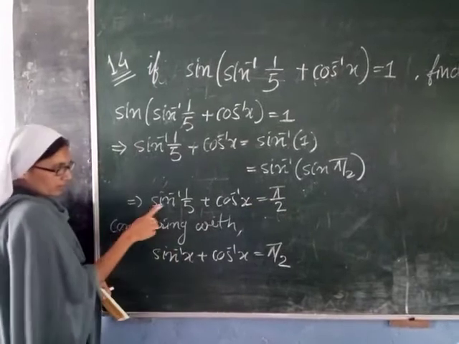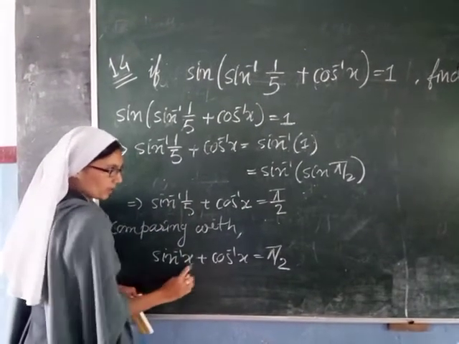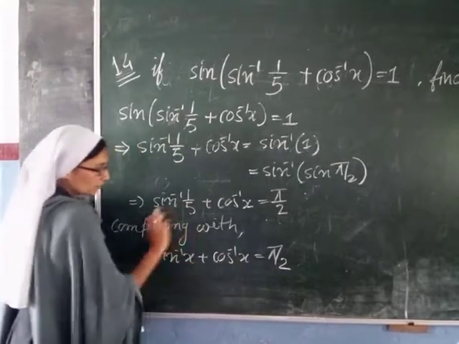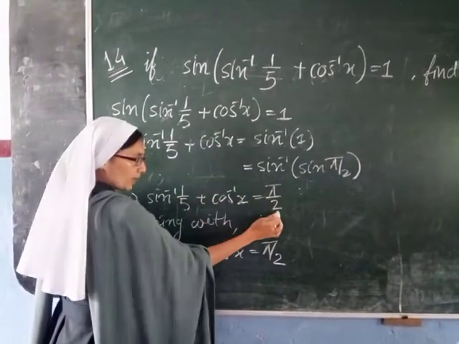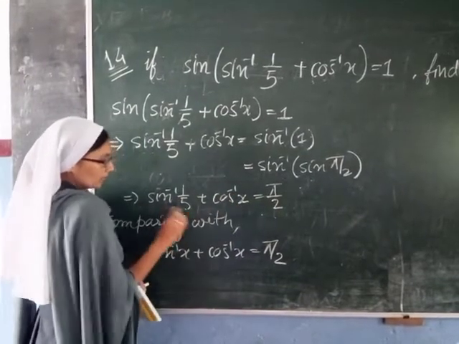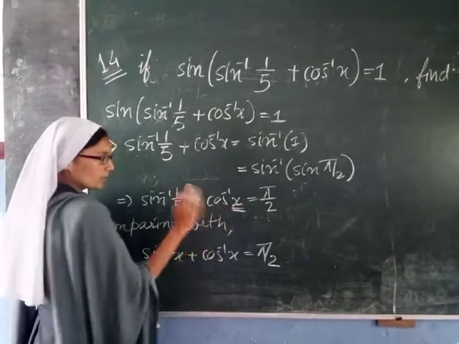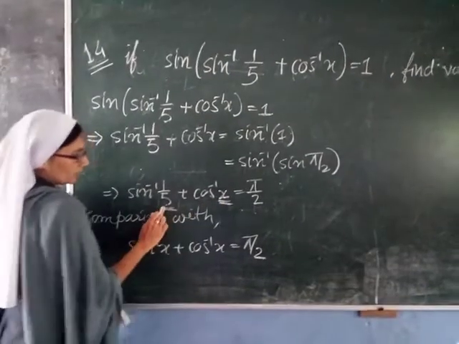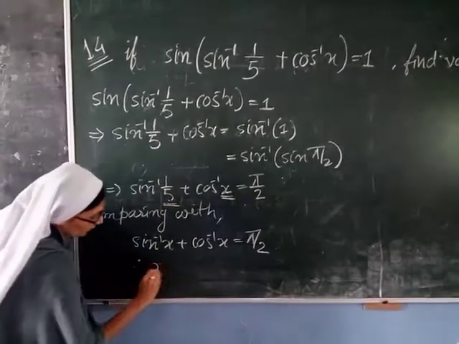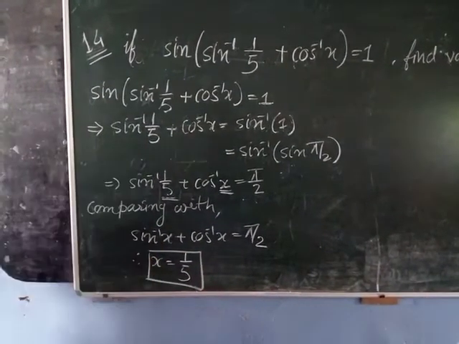So definitely sine inverse 1 by 5 is x. This x and this x have to be the same, then only the answer is pi by 2. So you can see here that sine inverse 1 by 5 plus cos inverse x equal to pi by 2 means this value and this value have to be the same. So with this comparison I can say x value is 1 by 5. Therefore x is equal to 1 by 5. So that is the answer.